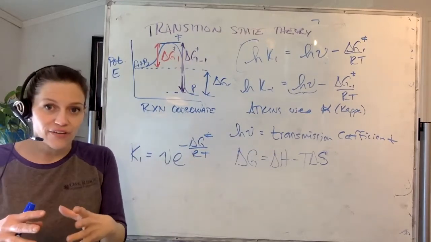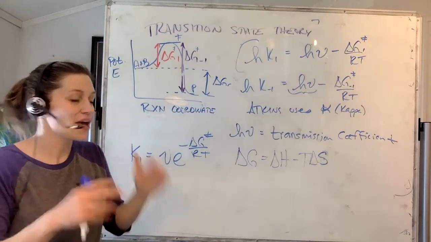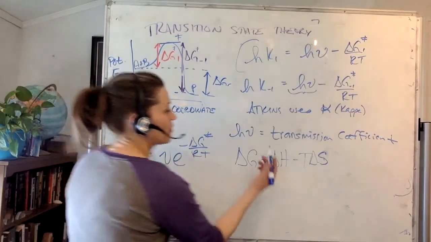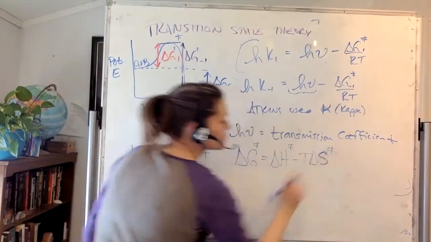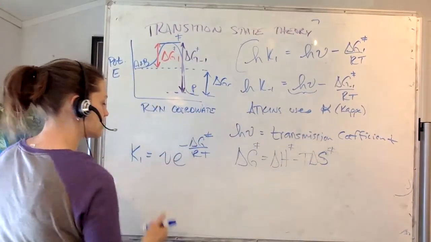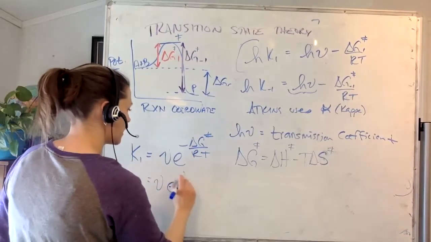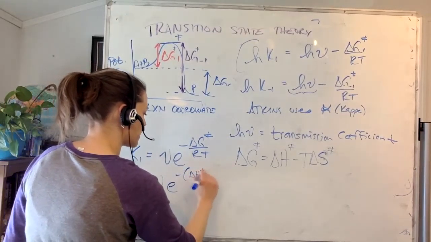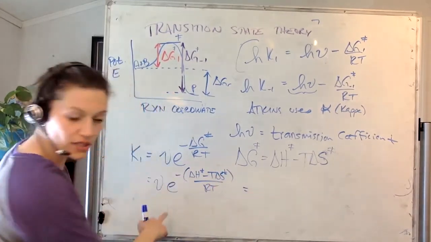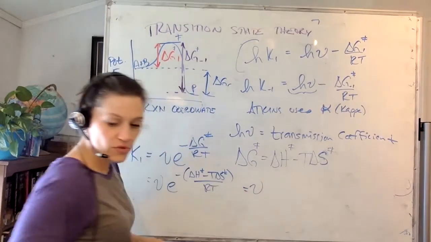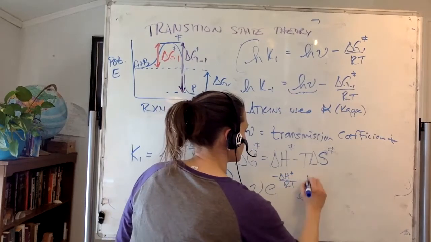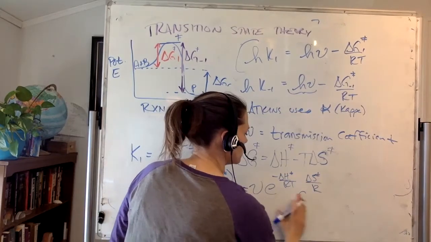And that's the energy of the activation state, or the activation energy, this delta G double dagger. So if we put this as the enthalpy of activation and the entropy of activation, we can include this into this delta G, and that gives us nu e to the minus delta H double dagger minus T delta S double dagger over RT, which we can then break up into transmission coefficient, e to the minus delta H double dagger over RT, e to the delta S double dagger over R.